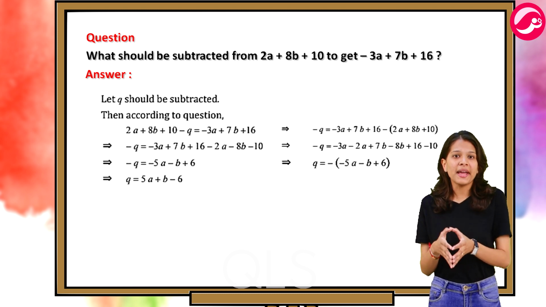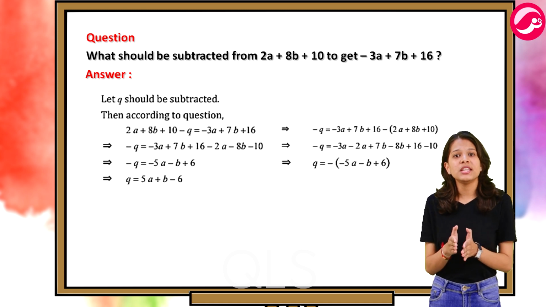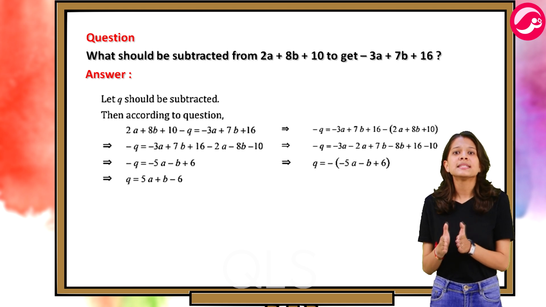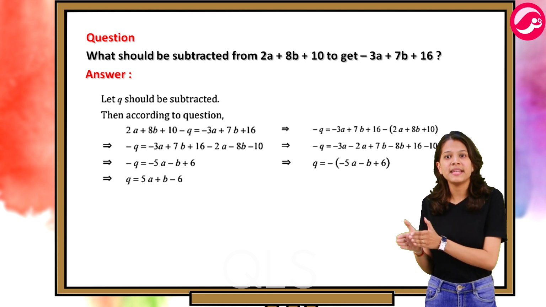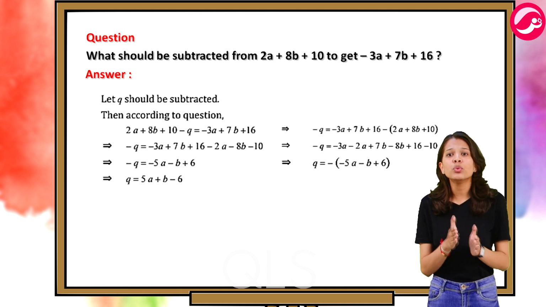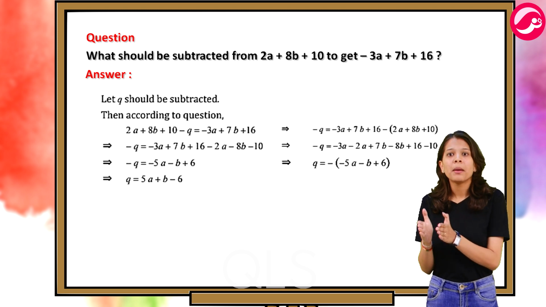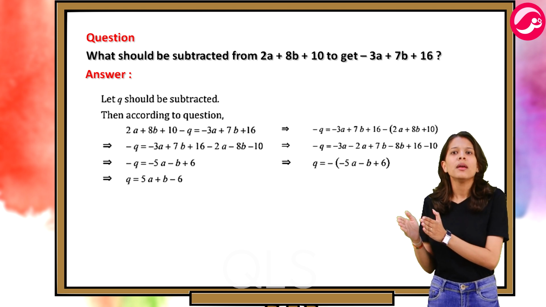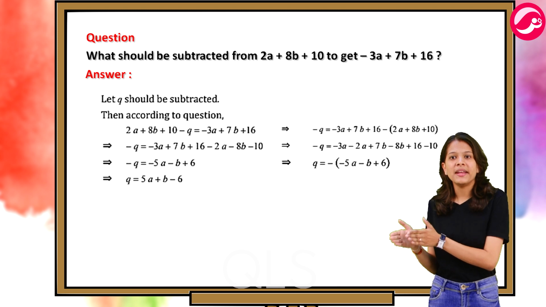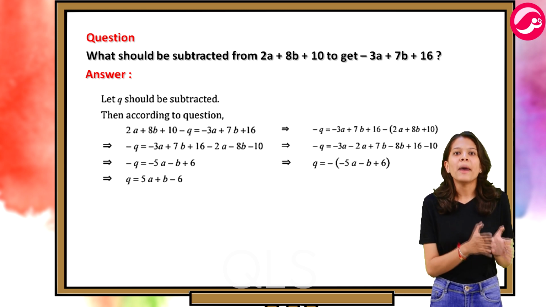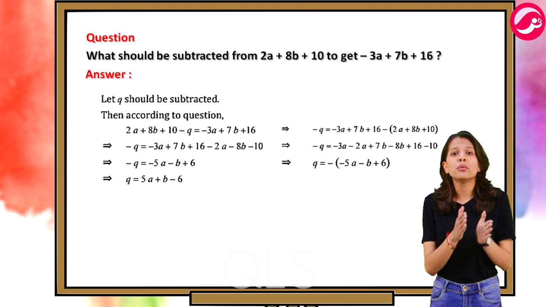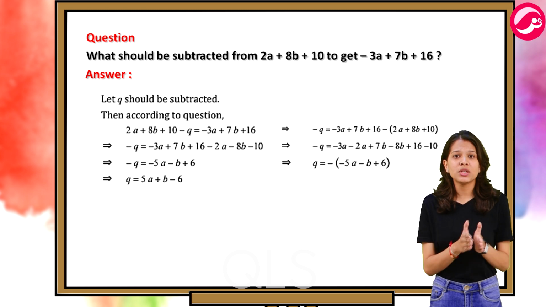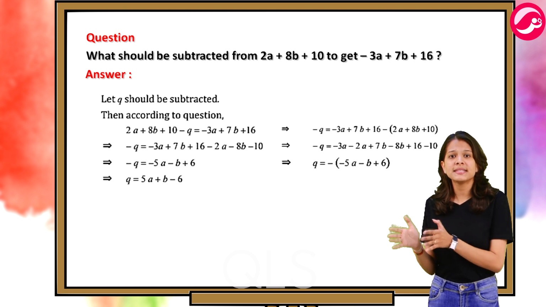Now we open the brackets and we get minus q is equal to minus 3a plus 7b plus 16 minus 2a minus 8b minus 10, which gives us minus q is equal to minus 3a minus 2a plus 7b minus 8b plus 16 minus 10, which gives us minus q is equal to minus 5a minus b plus 6. Now by multiplying the minus sign on both sides, we get q is equal to 5a plus b minus 6.